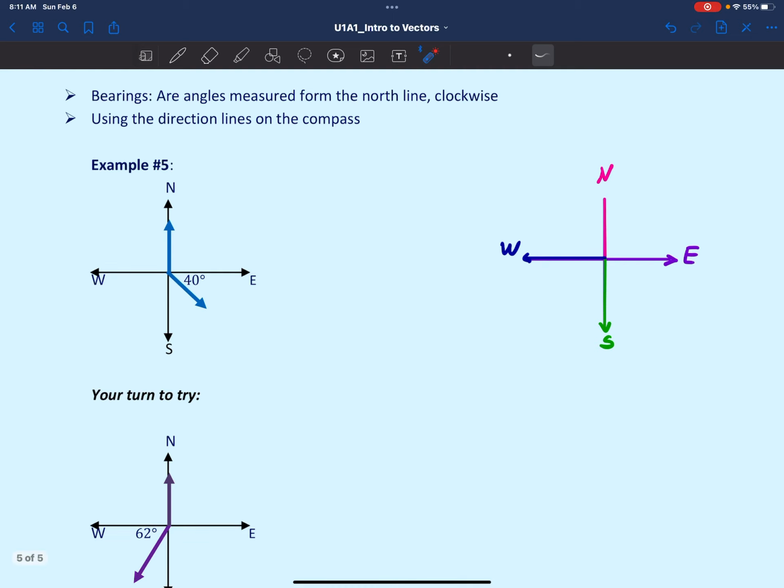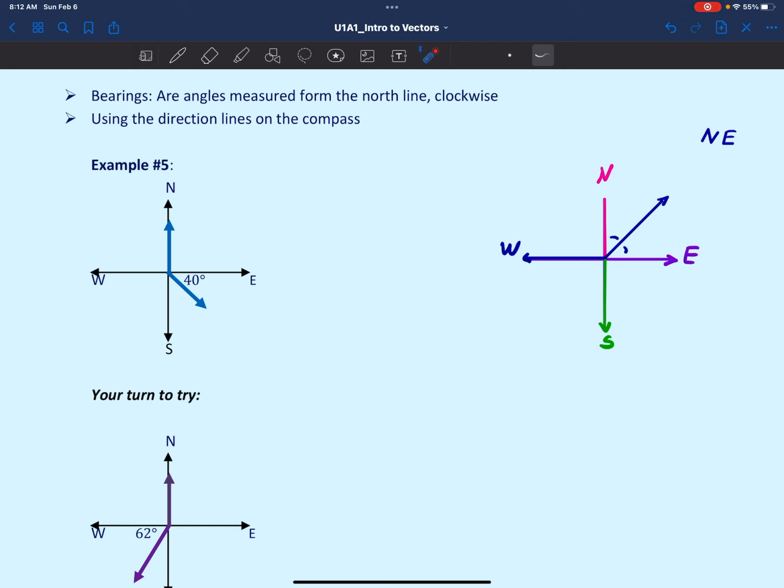Whenever we actually use bearings, obviously there are different ways of using the compass. We start from the north line and we go in the clockwise direction. Now, whenever we are told that the object is moving in the northeast direction, it means that this object will go halfway between north and east. So we're going to have a 45-degree angle. Same applies to going southwest or southeast or northwest.